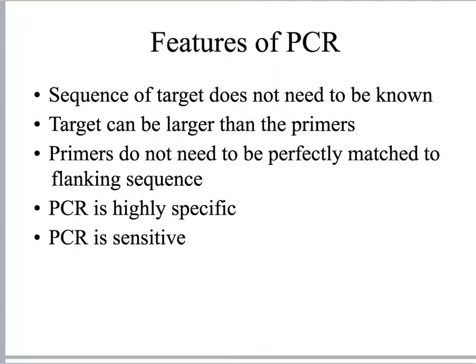In terms of features of PCR, when we're using PCR, the sequence of the target doesn't need to be known. We don't need to know what piece we're looking for. The target can be larger than the primers that we're putting in. The primers don't need to be perfectly matched to the flanking sequence. PCR itself is highly specific and it's very sensitive. So this is a very useful technique, commonly used technique.